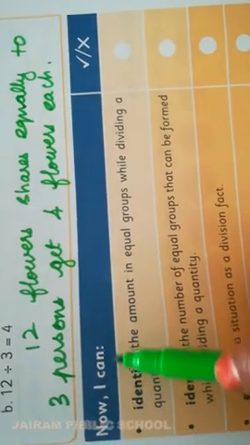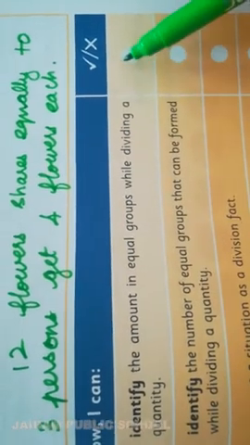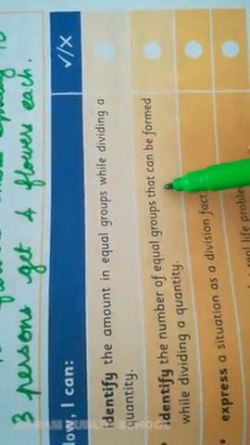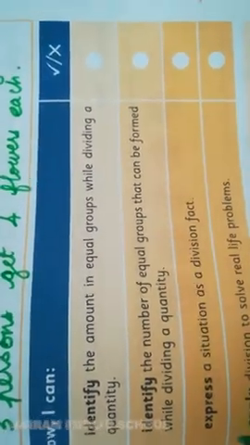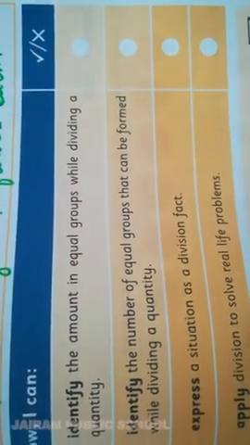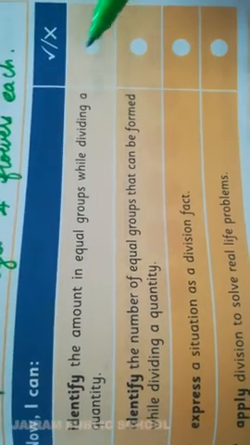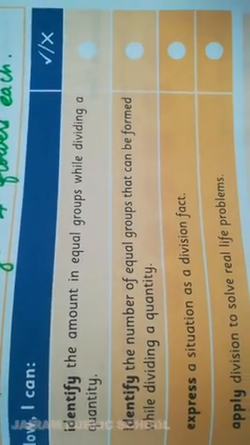Next, now I can identify the amount in equal groups while dividing a quantity. If it is yes, mean tick it here. Identify the number of equal groups that can be formed while dividing a quantity. Express a situation as a division fact. Apply division to solve real life problems. If it is yes means you have to tick it now. No means tick it wrong.